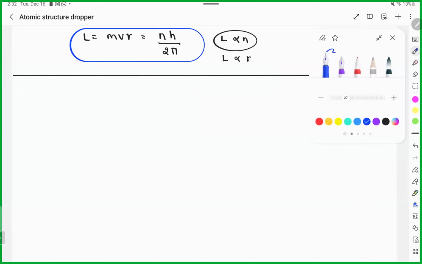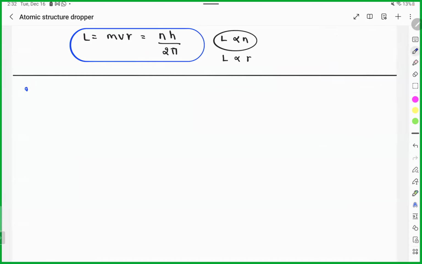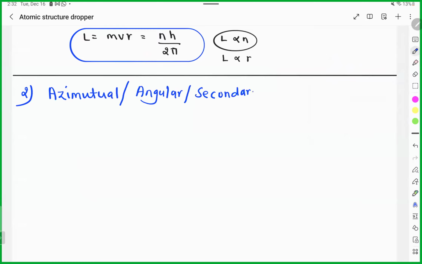That is azimuthal quantum number. This azimuthal quantum number has multiple names. Not many are given in NCERT, but I will write azimuthal quantum number or angular quantum number or secondary quantum number or subsidiary quantum number. All meanings are the same. Subsidiary quantum number is represented by L.